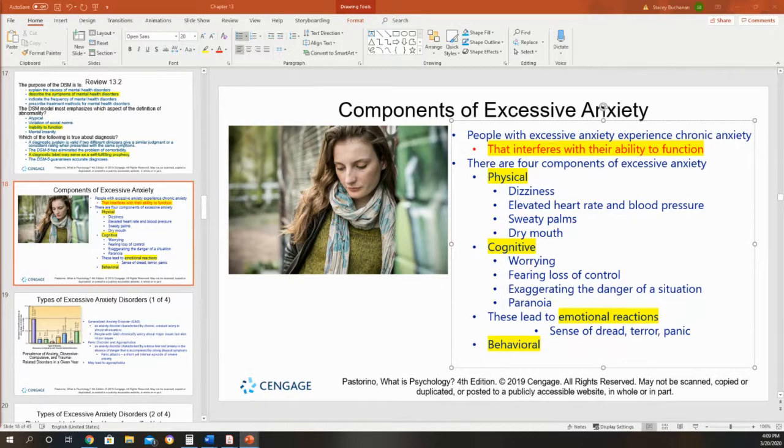Then third, emotional reactions. So that's just the feelings that you feel. So terror, dread, panic. And then behavioral, that's behaviors.